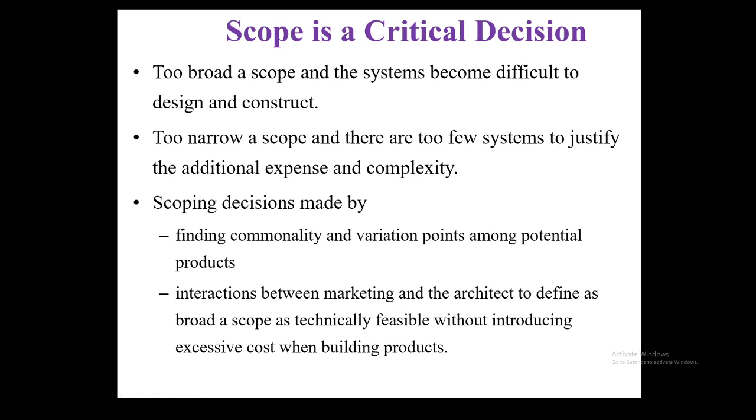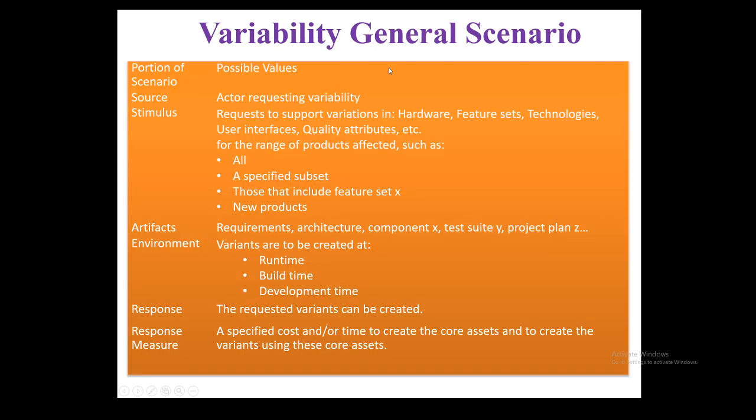So if it is going to meet the market needs, it needs to define more, and it has to have a lot of technical things, which means the cost could increase. The cost should not increase, and it should not introduce excessive cost in building the products. According to that, it has to be designed. That is only scope in a critical decision.